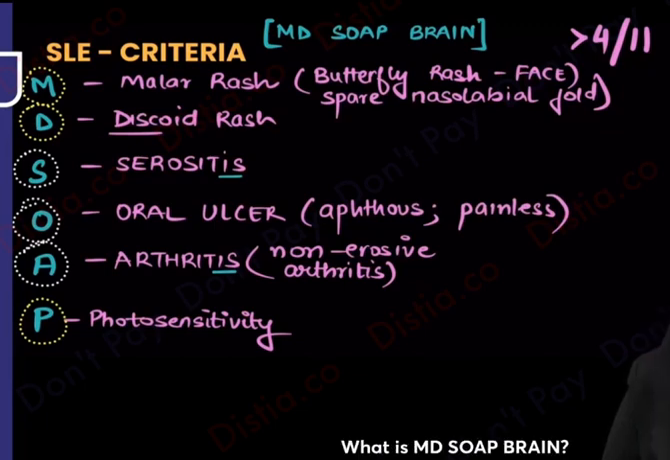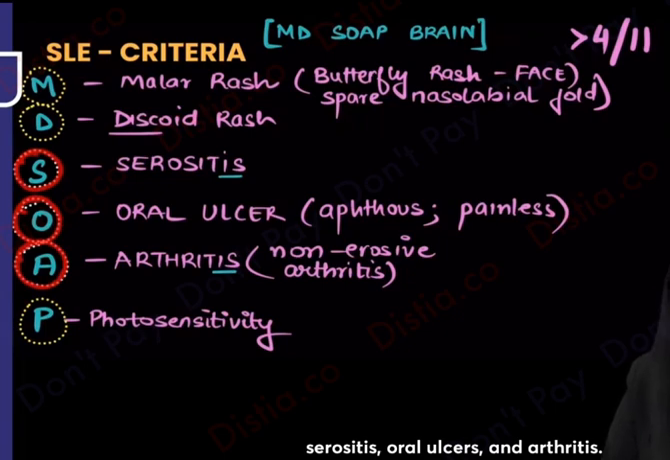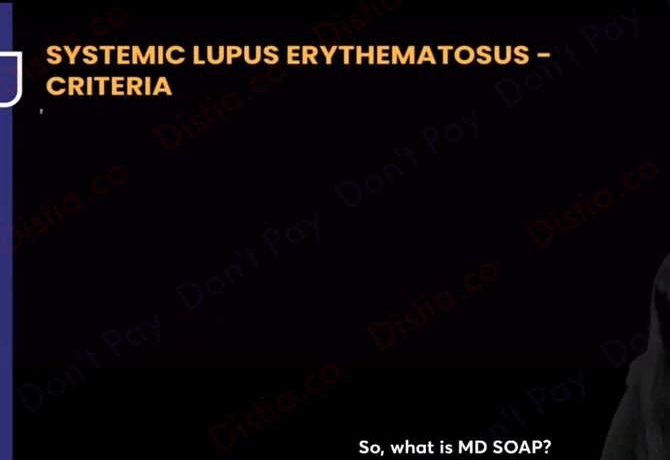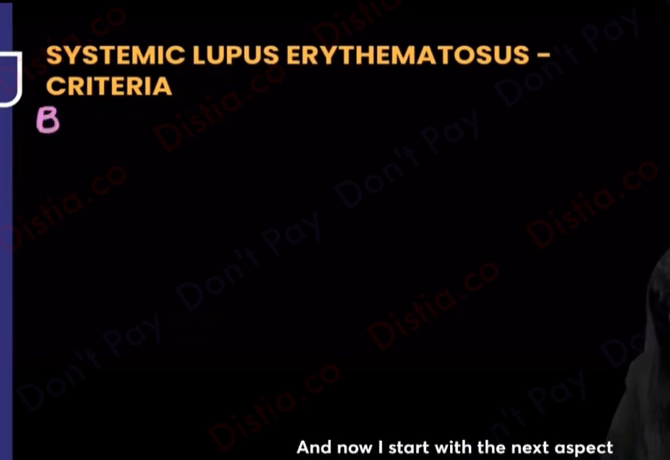Let's do a recap. What is MD SOAP BRAIN? M for malar rash, D for discoid rash and P for photosensitivity. Next we have SOAP, that is going to be serositis, oral ulcers and arthritis. See, MD SOAP is already done. 6 things are already done. I'm just left with 5 more. And now I start with the next aspect of the criteria, and that is brain.